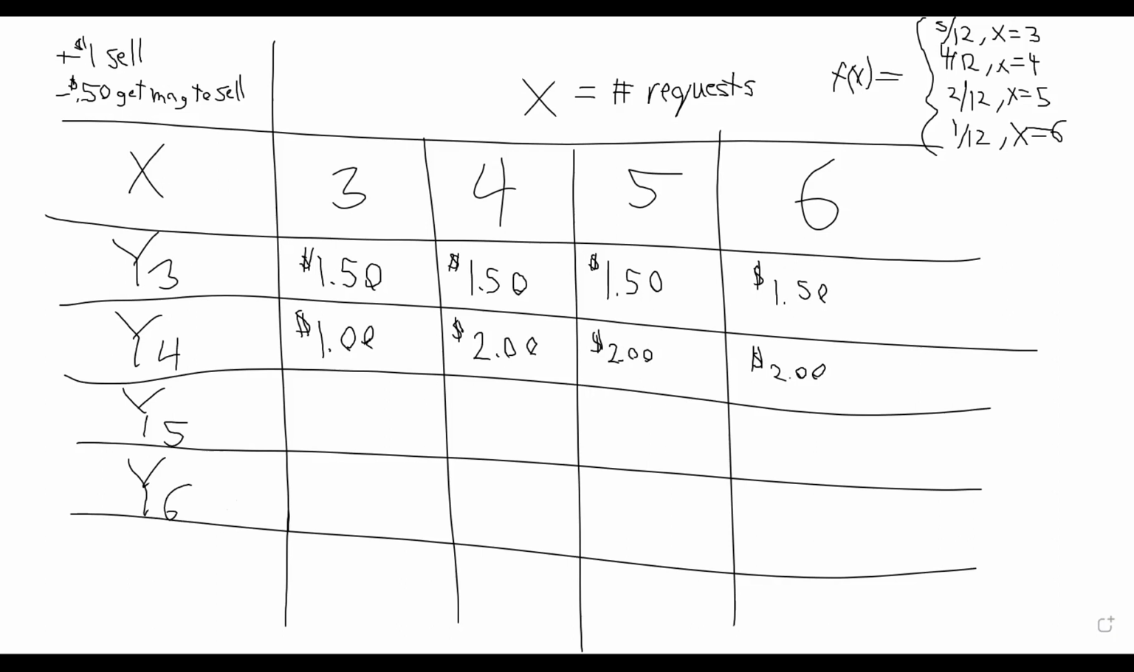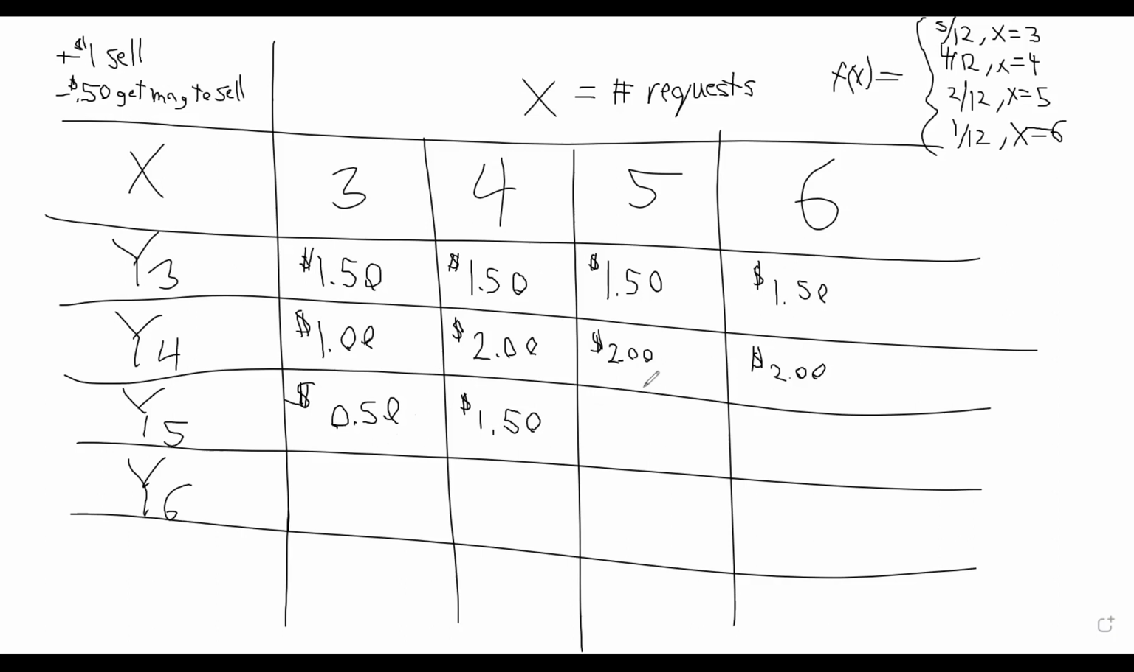Each costs 50 cents, and 50 cents times 5 is $2.50. So he spent $2.50. If he sells 3 of them because he has 3 requests, $3 minus $2.50 is 50 cents, so he makes a net of 50 cents if there are 3 requests. If there are 4 requests, he makes $4 and he spent $2.50, a net of $1.50. So he makes $1.50 if there are 4 requests. If there are 5 requests, he sells all 5 because he had 5 magazines in advance.